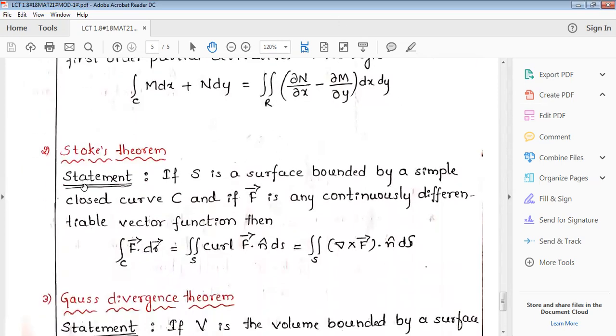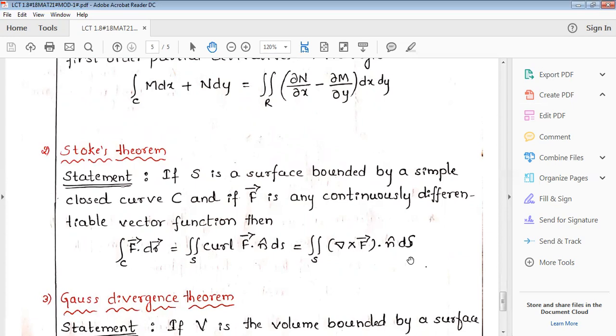Stokes' theorem statement: if S is a surface bounded by a simple closed curve C, and if vector F is a continuously differentiable vector function, then the integral over C of vector F dot vector dr is equal to the double integral over S, that is the surface, of curl of vector F dot n cap dS, that is unit vector into dS. That is equal to the double integral over S of curl F, which is del cross vector F, dot n cap dS.